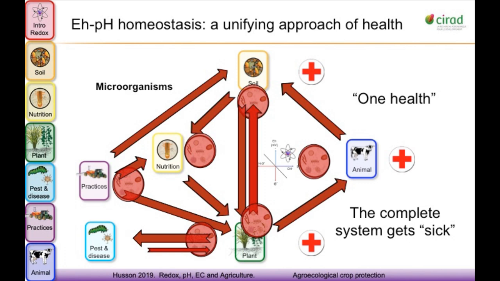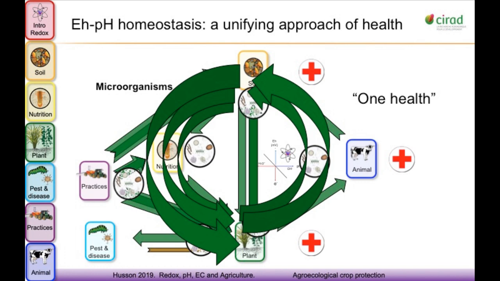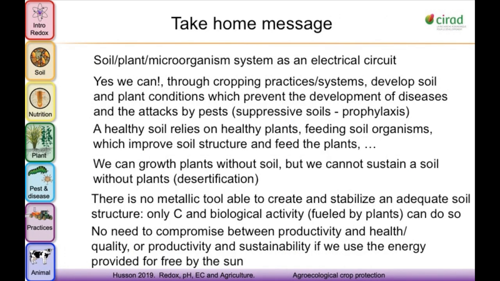As soon as it's going wrong, everything is going wrong. The complete system gets sick if we start decreasing. On the other side, if you apply properly at this level, then you just improve everything and that's done. So yes, we can. Okay, that's the message. We can make suppressive soil. It's not difficult. A healthy soil relies on healthy plants, on feeding the soil organisms, which improves the soil structure, which feeds the plants, and so on.